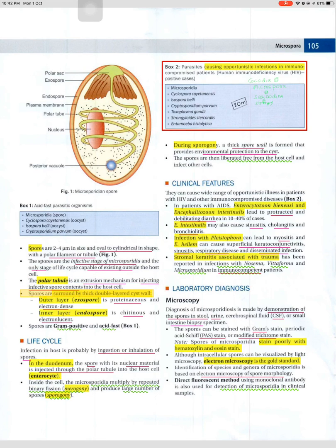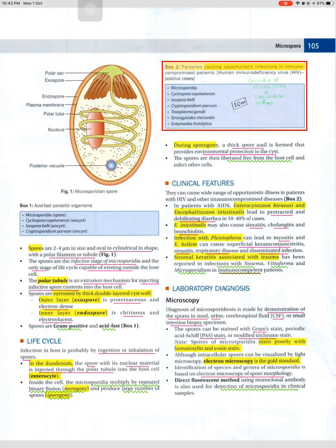Spores are surrounded by a thick double-layered cyst wall. The outer layer, exospore, is proteinaceous and electron-dense. The inner layer, endospore, is chitinous and electron-lucent. Spores are gram-positive and acid-fast. Life cycle: infection in the host is probably by ingestion or inhalation of spores. In the duodenum, the spore with its nuclear material is injected through the polar tubule into the host enterocyte. Inside the cell, the Microsporidia multiply by repeated binary fission, merogony, and produce a large number of spores.